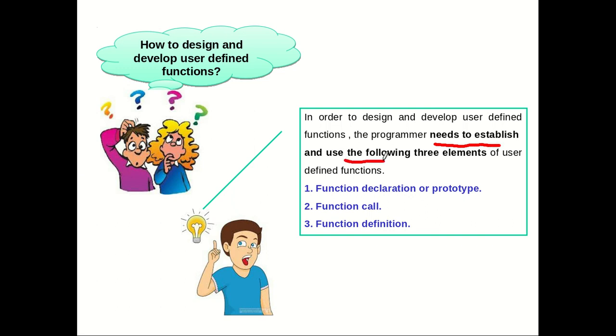So the solution is, in order to design and develop user-defined functions, the programmer needs to establish and use the following three elements of a user-defined function. Suppose you want to create your own function, then you have to use these three elements to construct the function of your own. Let us see what is meant by function declaration or prototype, function call and function definition.